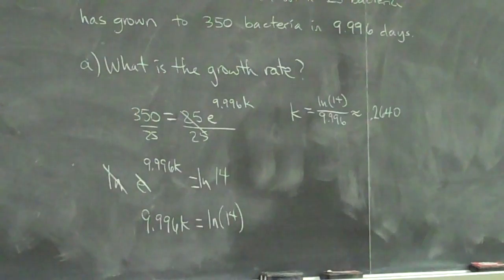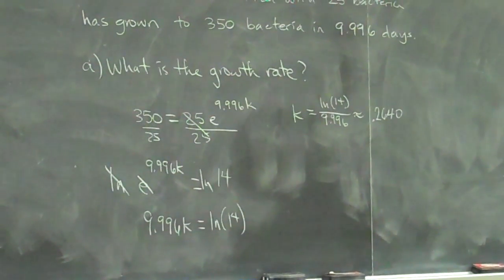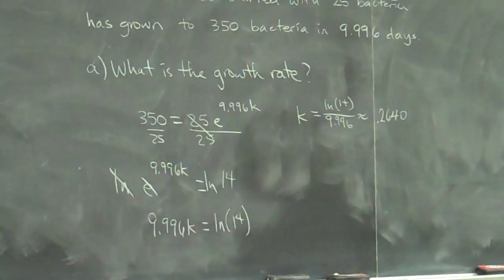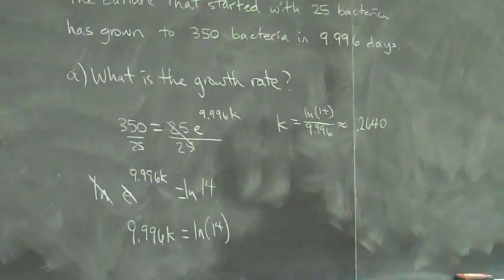Okay. Is that a reasonable number to get? Is that an expected number? Is this a growth problem? My population is getting bigger, right? So should my growth rate be positive or negative? It should be positive, and that's what we got.